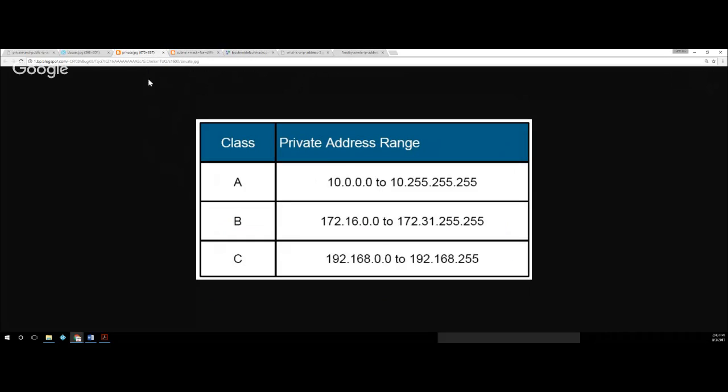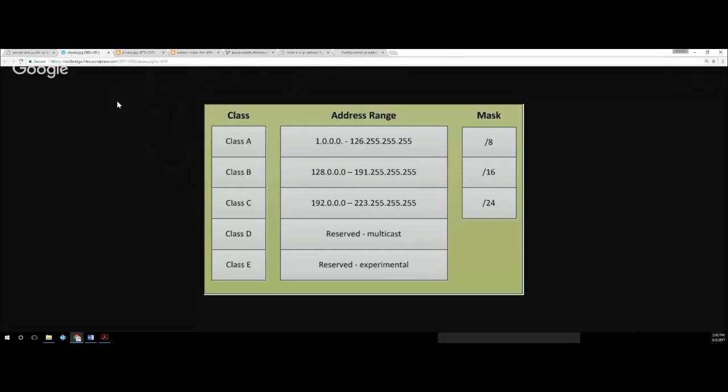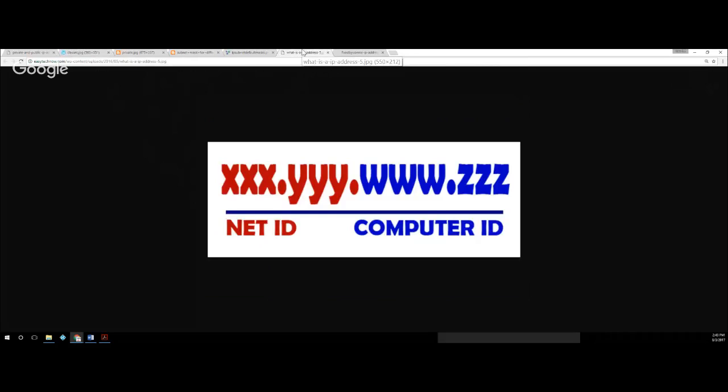So let's review. We have our private IP addresses, and those are a small range within our public IP addresses. You need to know these numbers for real-life troubleshooting of network issues, as well as any CompTIA or Cisco tests that you'll be taking. You also need to understand how subnet masks divide and identify the network ID versus the computer or host ID.